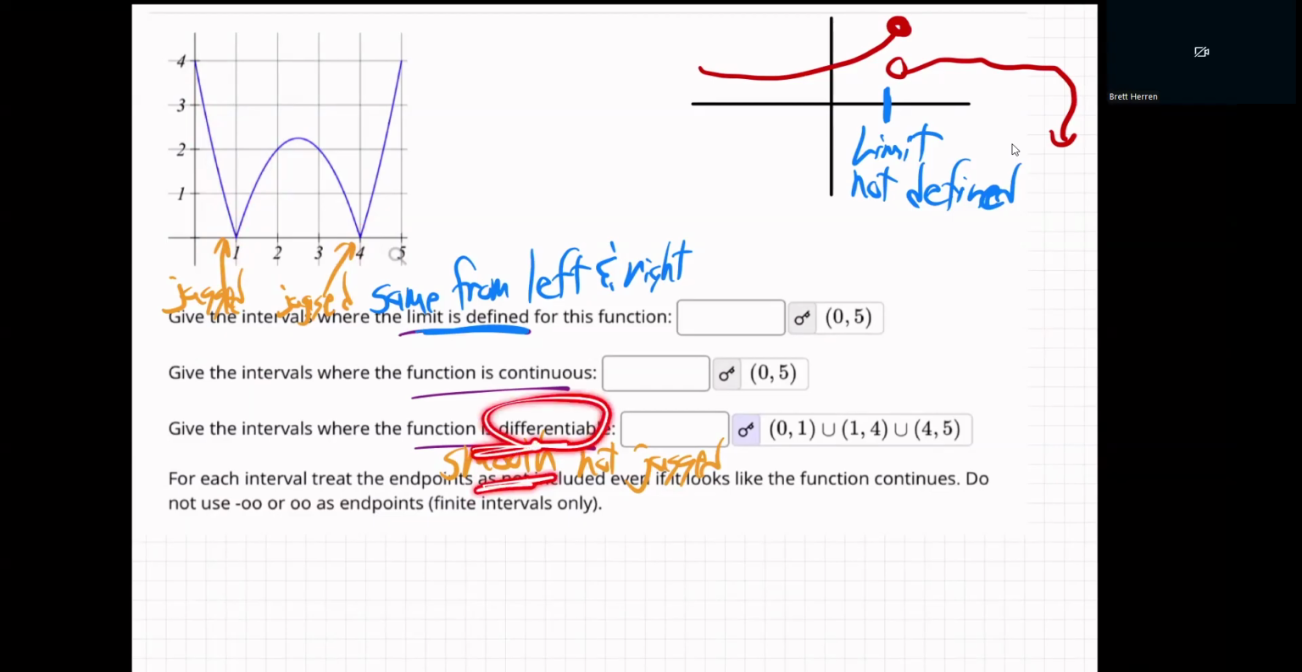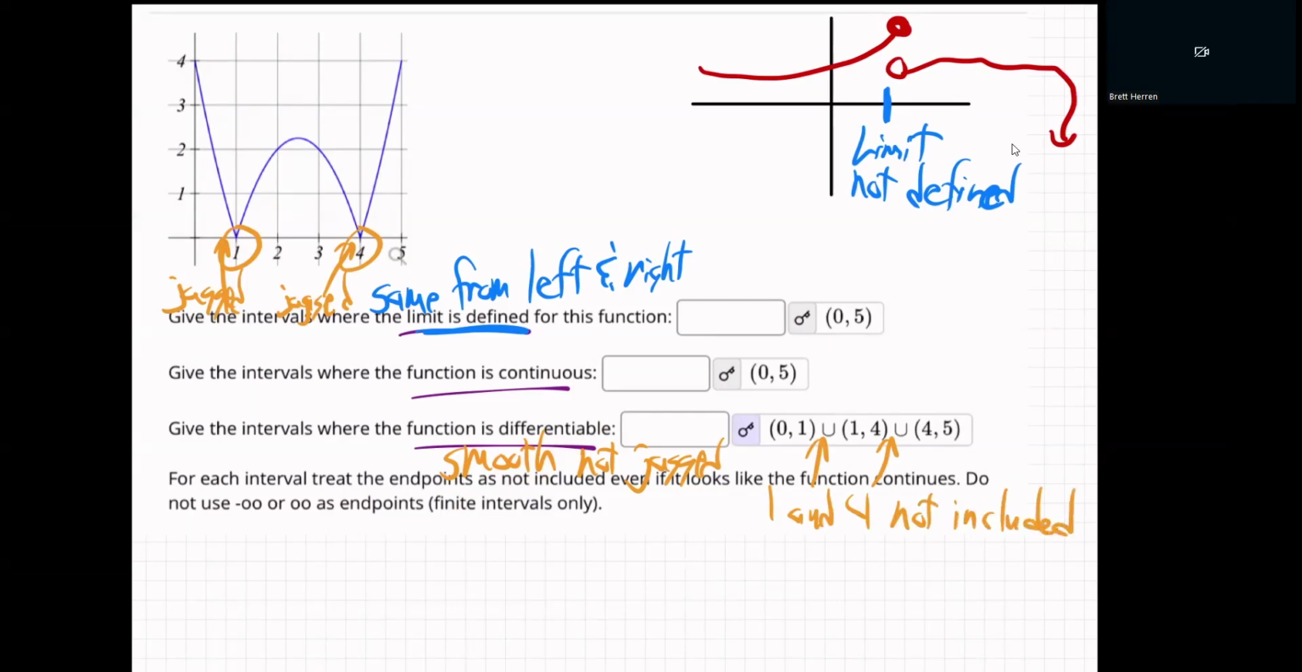That might be a new word for you. That's a preview, coming attractions for chapter 3. It's going to be all about derivatives, getting us ready for that, showing us what it looks like on a graph before we start cranking it out with functions. So differentiable means smooth. Therefore it's not smooth at 1 and 4, but it is everywhere else. So that's why they write these intervals. See how 1 and 4 are not included?